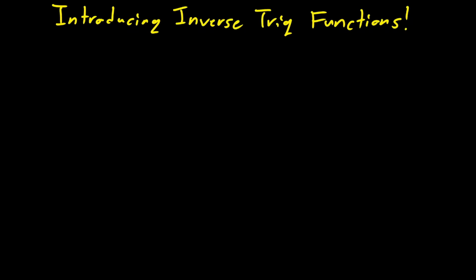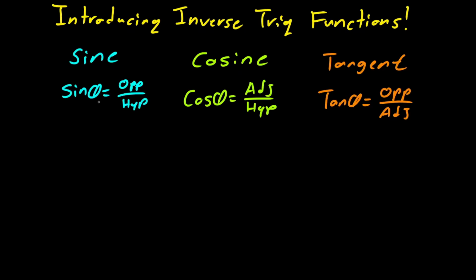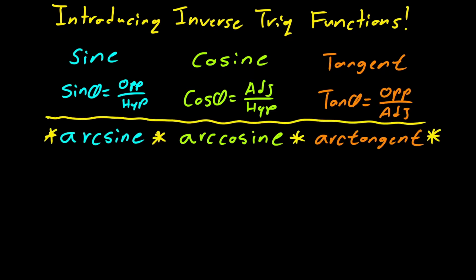We have explored our primary trig functions, which I'll remind you: sine of theta is equal to opposite over hypotenuse, cosine of theta is equal to adjacent over hypotenuse, tangent of theta is equal to opposite over adjacent. It's now time to introduce the new set of trig functions, the inverse trig functions.